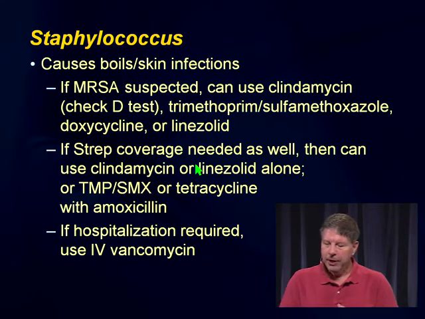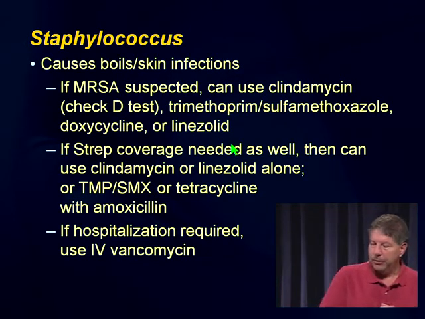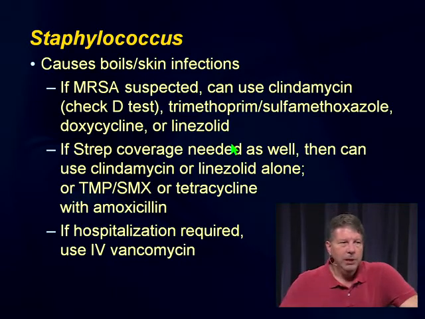You're going to look on the test for a couple of drugs. Clindamycin, people use, trimethoprim sulfa, doxy, or linezolid, which would be the last choice probably, at least in pediatrics. It's more likely they're going to give you Bactrim as a choice, trimethoprim sulfa, or clindamycin. And if you're worried, like if it's impetigo, well, maybe strep is involved too, then it depends on what you're using. You need something that covers strep too. So clindamycin will cover strep and staph, or linezolid.